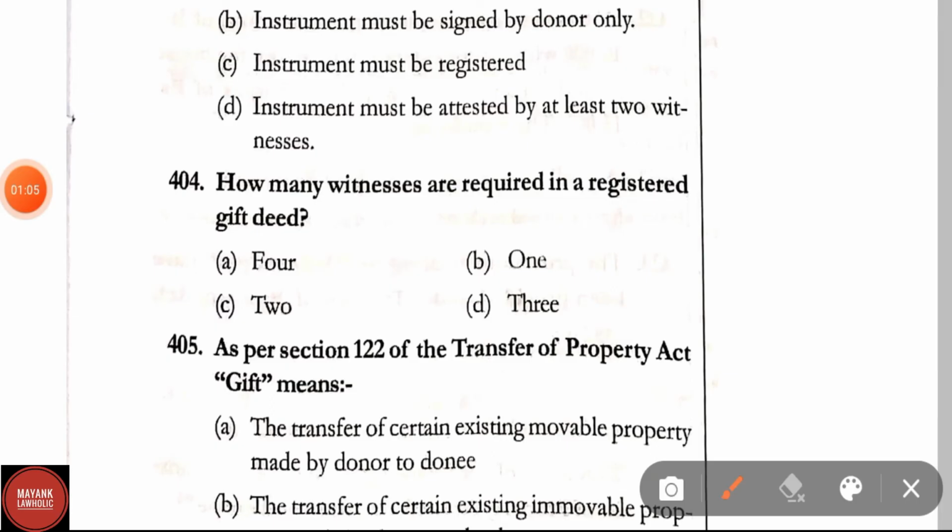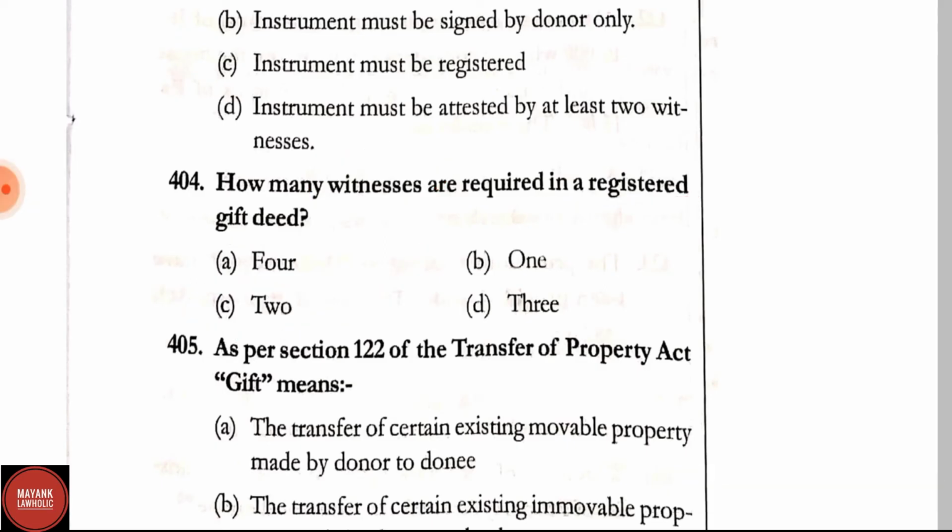Question number 404. How many witnesses are required in a registered gift deed? Correct answer is option C, that is 2.